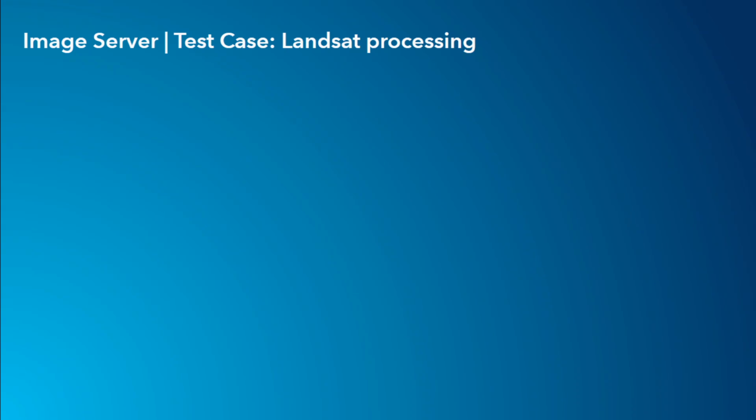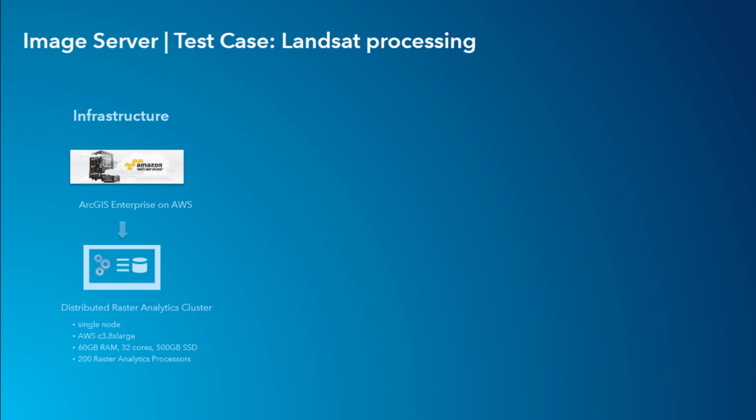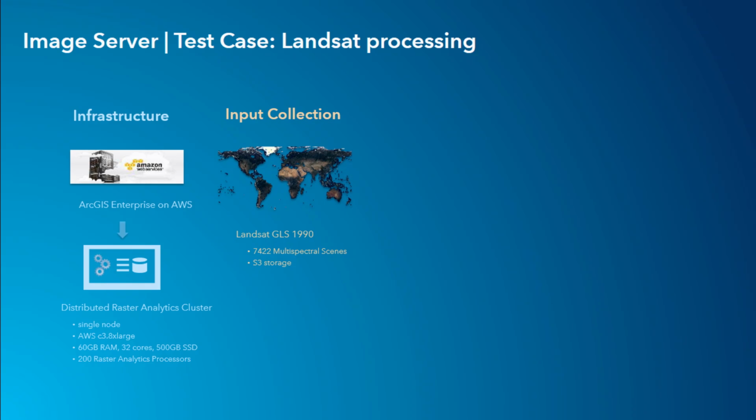And finally, we had the example with Landsat processing, where we used completely different sized infrastructure. In this case, we took one gigantic box on Amazon. And in this case, I have to remember, 32 cores, 60 gigs of RAM, so it's not even that big, but decent sized. We took a large collection of imagery. There's, how many scenes are there? 7,422 scenes. In this case, we're storing all that data natively in AWS S3, cheap, reliable cloud storage.